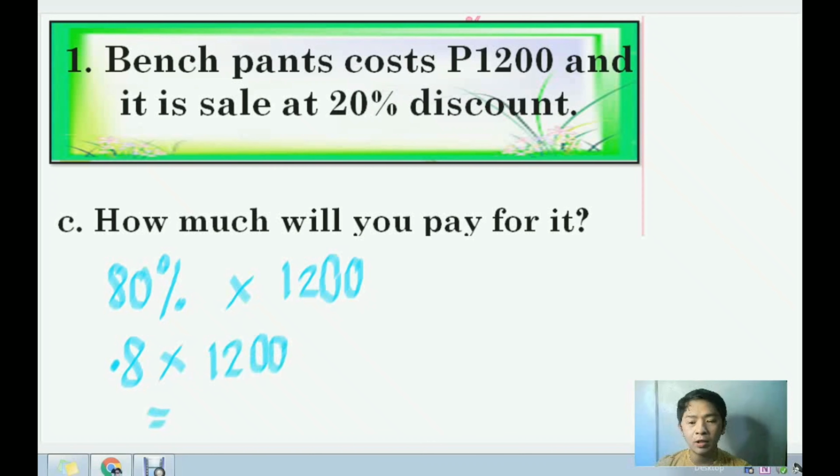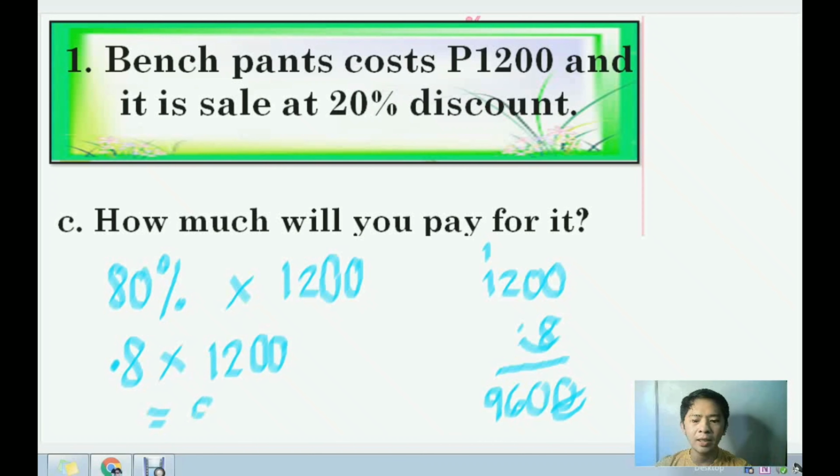Kunyari, nahirapan kayo mag-multiply. Kaya nyo ba i-multiply yan? Sige, 1,200 times 0.8. Multiply, 8 times 0 is 0. 8 times 0 again, 0. Huwag magmadali. 8 times 2 is 16. This is your 1. 8 times 1 is 8, plus 1 is 9. So, 0.8 times 1,200 is 960.